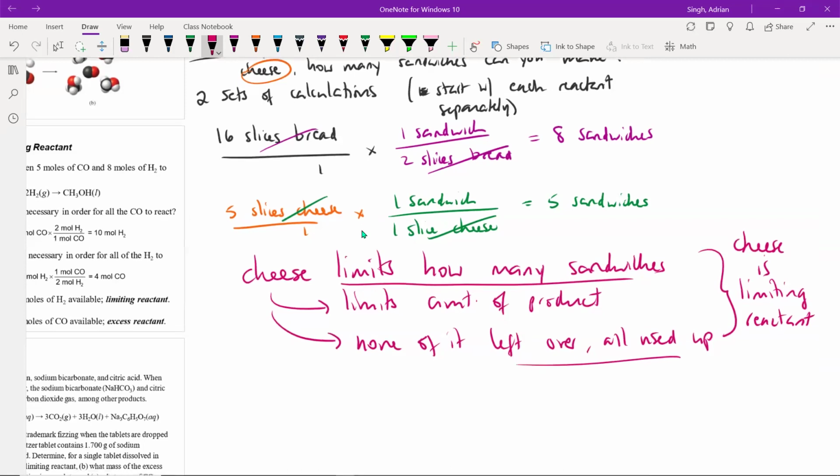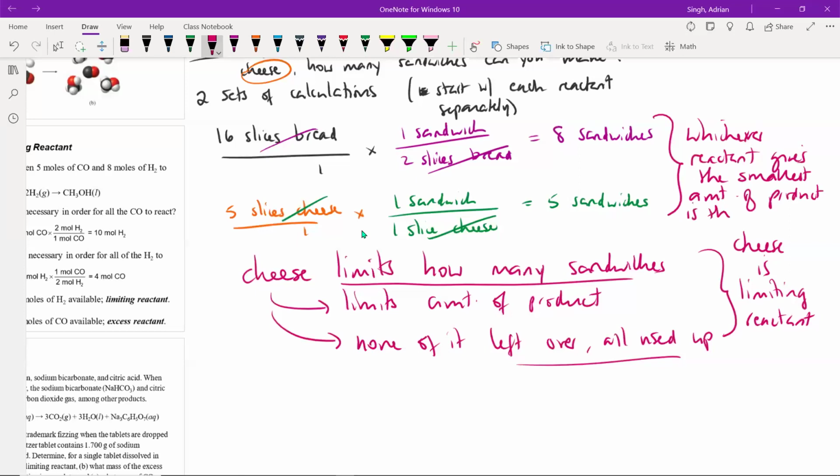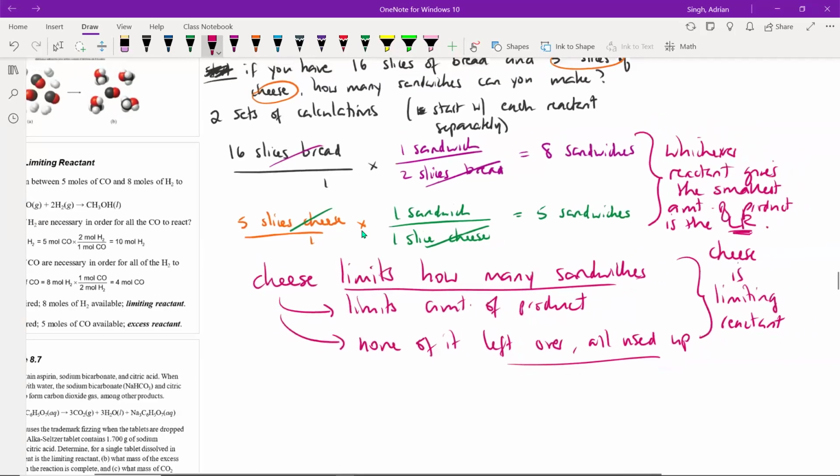Okay, so when I compare my 2 sets of calculations, whichever reactant gives the smallest amount of product, that is your limiting reactant. And limiting reactant is LR. Okay, we're doing 2 sets of calculations because you have two ingredients or 2 reactants in this case.